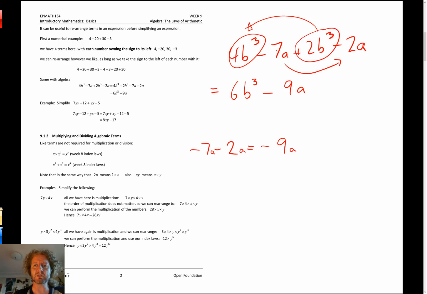I group those two, which are both pluses. I group the minus 7a and the minus 2a to make the minus 9a. So I collected like terms. The terms were like. They were describing the same thing.